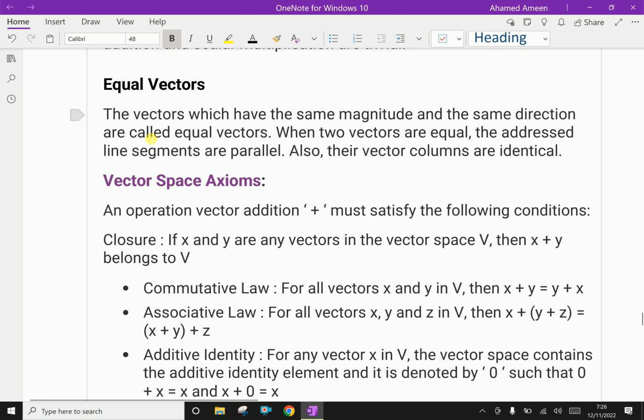Equal vectors. Two vectors are said to be equal if they have the same magnitude and the same direction. You know that a vector has magnitude and direction, so if the magnitude and direction are equal for two vectors, then we can say these are equal vectors. Mostly when two vectors are equal, the addressed line segments are parallel. That means if you draw a line for the vectors, both vectors are parallel. Also their vector columns are identical.